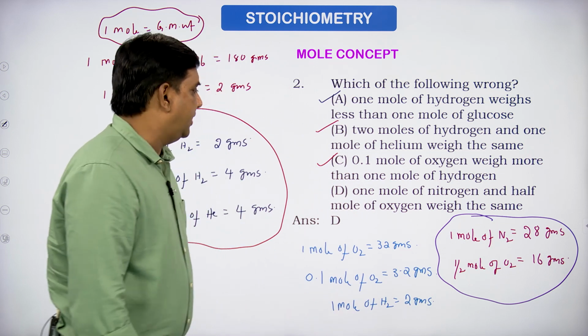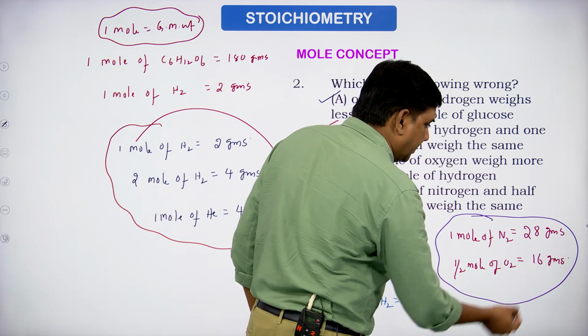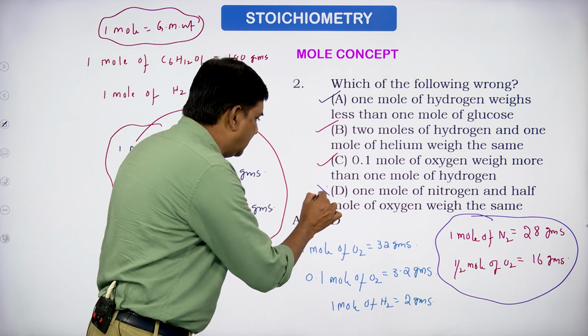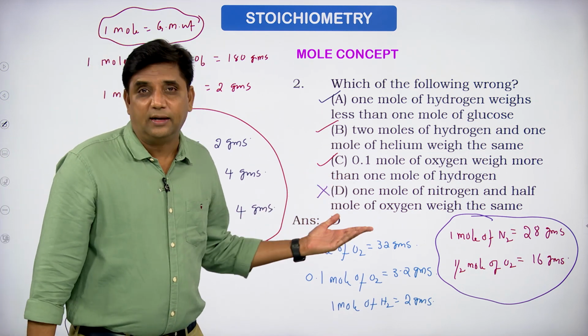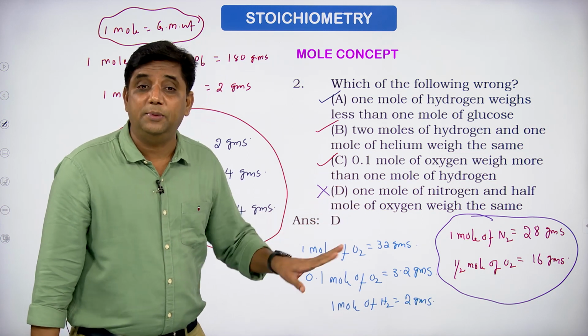So, "1 mole of nitrogen and half mole oxygen weigh the same" is wrong, because 1 mole of nitrogen is 28 grams and half mole of oxygen is 16 grams. Therefore, D is the wrong statement, but it is the correct option. As far as the question is concerned, this is the correct option, but the statement was wrong.